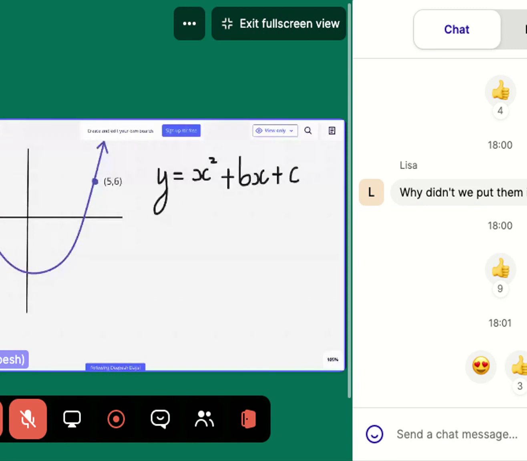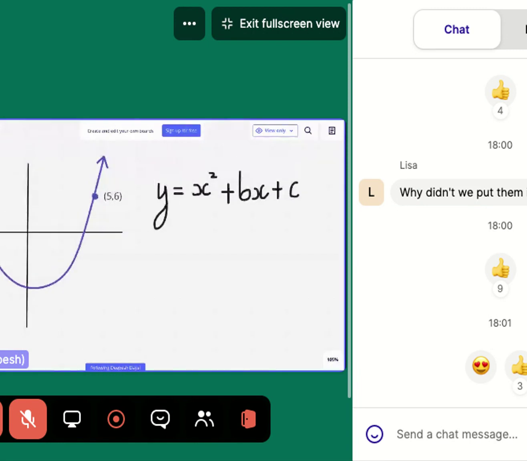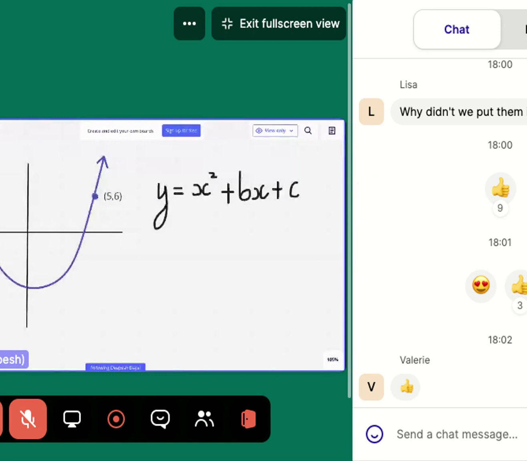Okay, right? Can you all see it fine? Okay, great. So let's try it out. What are we looking for? We're looking for the equation. So we're looking for the B and we're looking for the C. Okay, so the question would be find equation of parabola. Okay, let's try it out. I'll give you a few minutes.